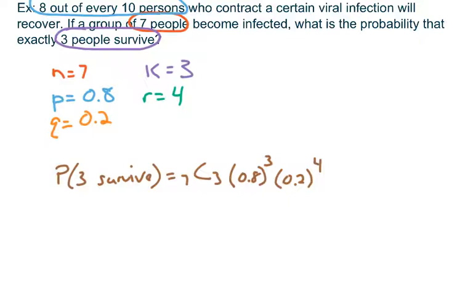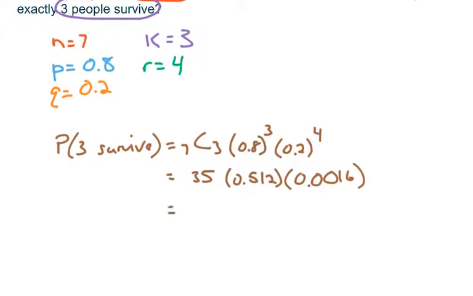Now, you can type this in exactly like that in the calculator and get an answer. If you want to do it individually, you can do that too. I'll do it individually just so you can see where some of these numbers are coming from. 7C3 in the calculator is 35. 0.8 to the third power is going to be 0.512, and then 0.2 to the fourth power is going to be 0.0016, and then we can multiply all those 3 together, and we get 0.02867.